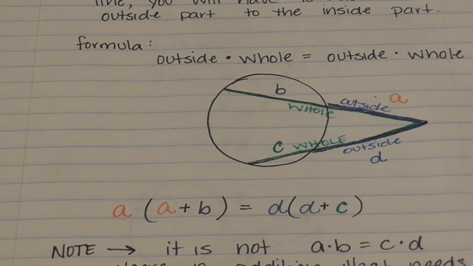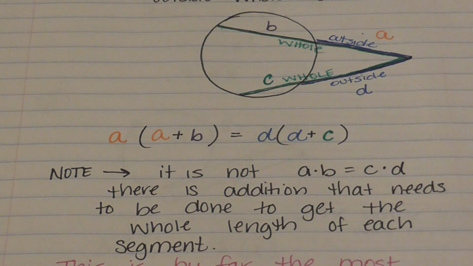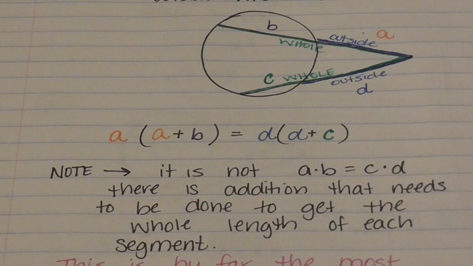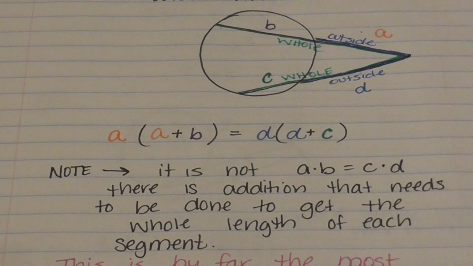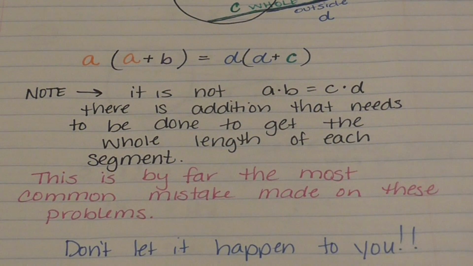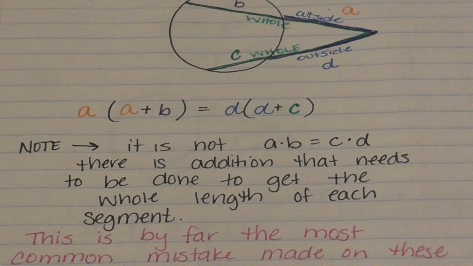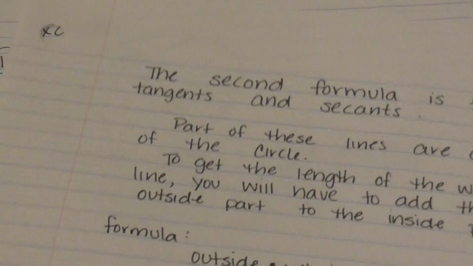I want a special note here. This is not A times B equals C times D. There is addition that has to be done when you're doing each of these. If you're only given each of the parts, you have to add them together. This is by far the most common mistake made in these problems. Don't let it happen to you. Make sure you're paying attention to whether or not you have 2 pieces of a line that you have to add together, or if you're given the whole piece.